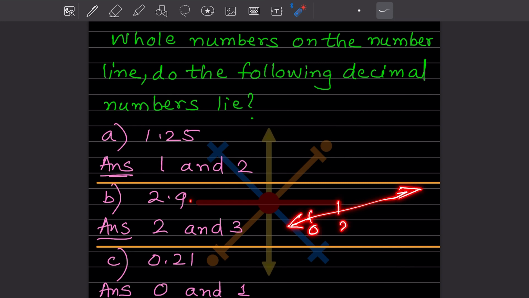Now if this is 2.9, that is very easy. 0, 1, 2, 3. 2.9 will be somewhere here. So it is lying between 2 and 3. 0.21, so it is lying between 0 and 1.